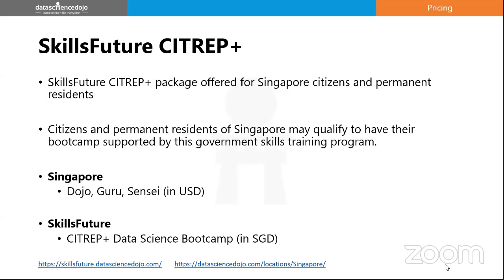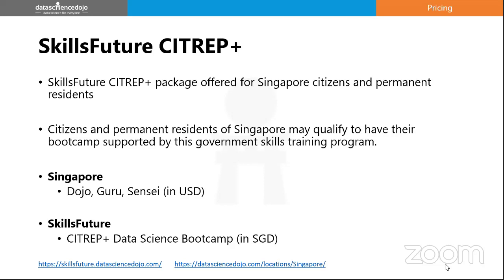So Skills Future and Citrup Plus. If you are interested in the Singapore Bootcamp, we do offer the same Dojo, Guru, and Sensei packages, which are offered in US dollars. But also, if you are a Singapore citizen or a permanent resident, you may apply for this Citrup Plus funding. This bootcamp package would be the Skills Future package and is in Singapore dollars. What's really great about this is that citizens and permanent residents of Singapore may qualify to have their bootcamp supported by this government skills training program. Singapore is really a great environment because they're all about upskilling their workforce. So if you do happen to live there, this might be something you'd want to consider.